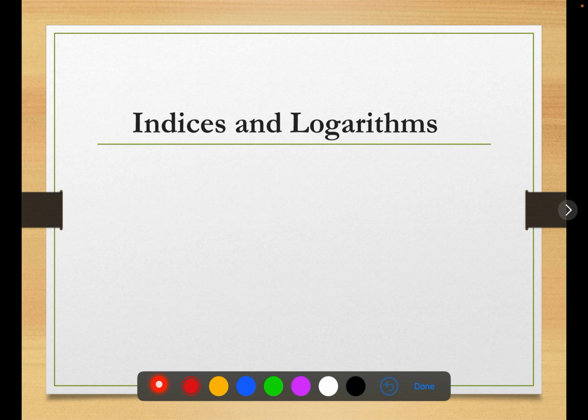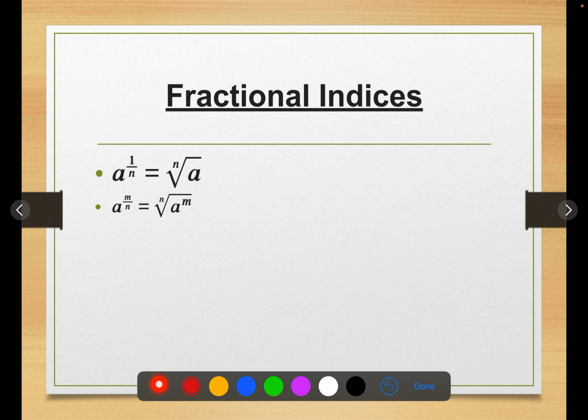Hello everyone. Today we will study the topic Indices and Logarithm. Chapter 2, Class 11, Applied Maths. Before starting with the questions, I want you to understand a few terms.